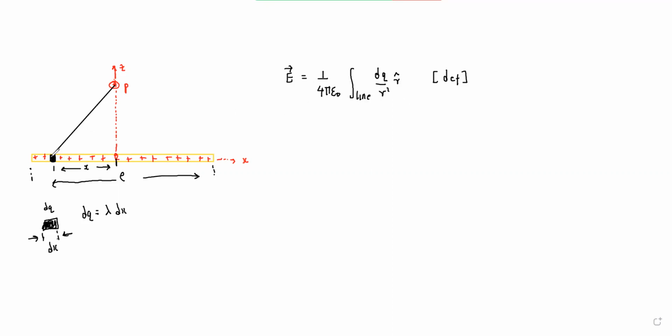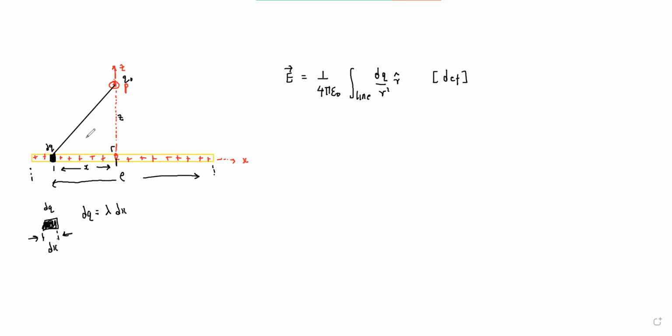This is the distance between this dq and the q here, which is our test charge q0. We're being told that this test charge is placed at point P, which is on the z axis, or we can simply say it is z above the midpoint of the straight line. So if this is a right angle triangle, we are able to find the distance between dq and q.